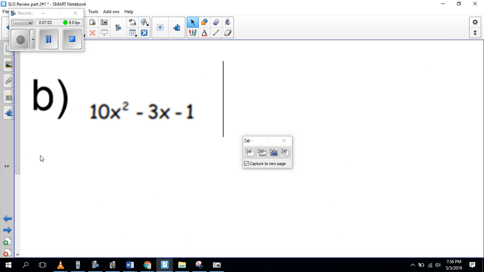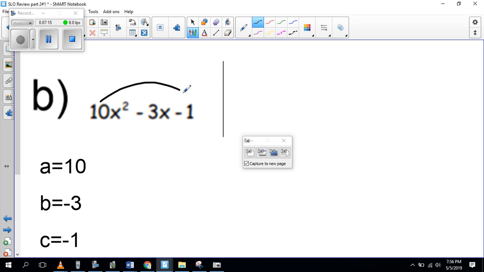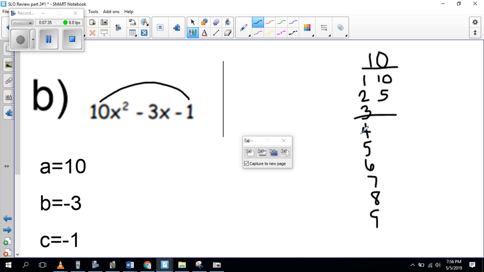Okay, so if we list our A, B, and C, A is 10, B is negative 3, and C equals negative 1. So automatically, I'm going to go ahead and multiply my A and my C, and I get 10. So I'm going to list out my factors of 10, and I think I'm going to shorten this. I would just show y'all this part. But I already know there's 1 and 10 and 2 and 5. The rest of them either don't work or are repeaters, okay? So I need the one that's going to give me a 3. So I know 1 and 10 won't, but 2 and 5 will.